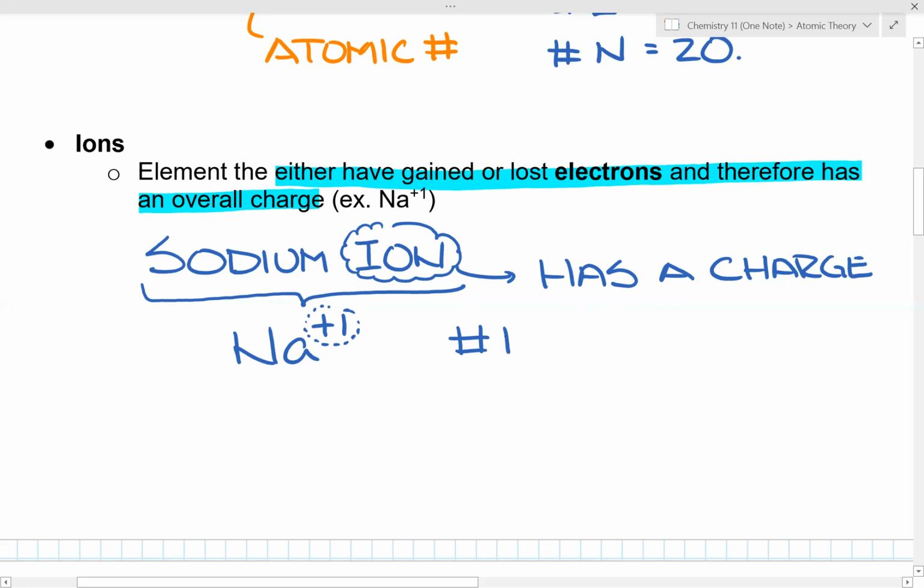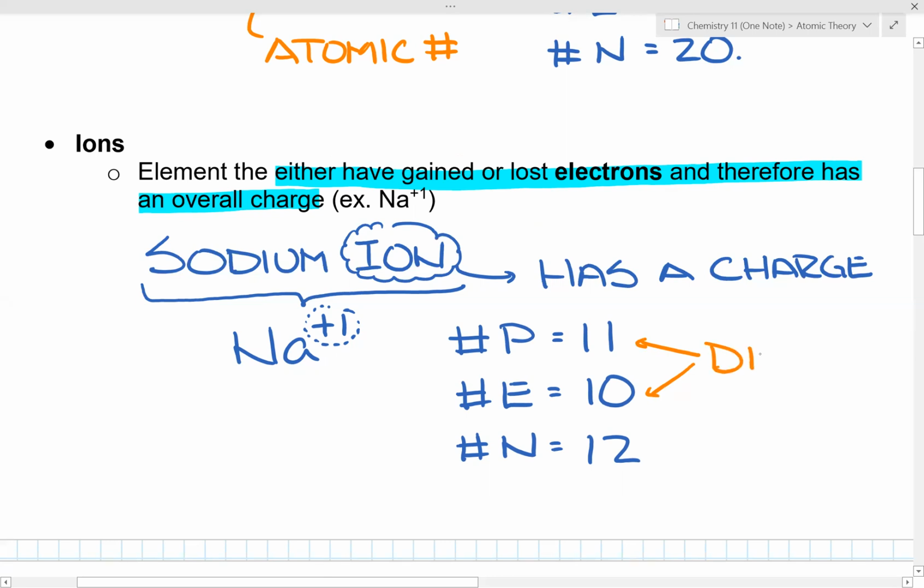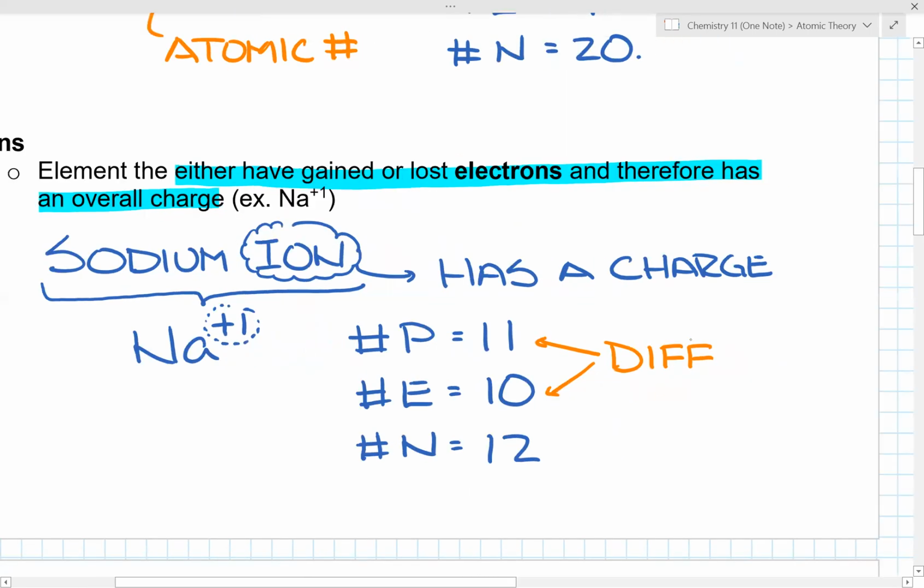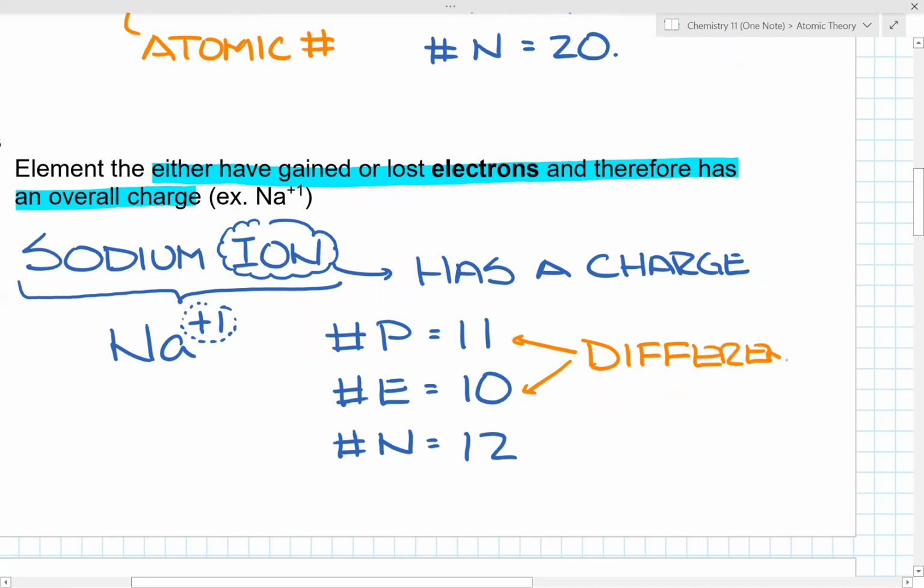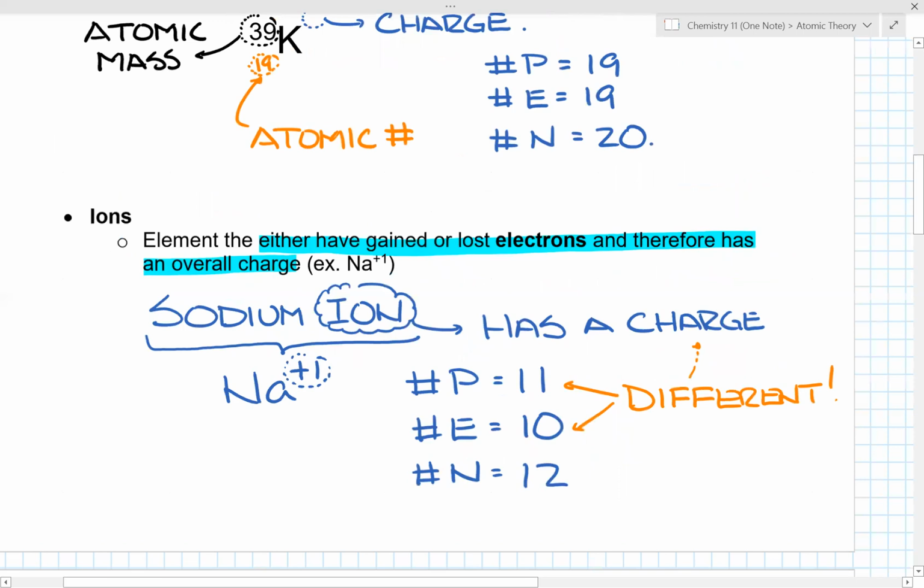So if we were to do the number of protons, number of electrons, and number of neutrons: the number of protons never changes, so that's 11. Number of electrons is 10. Number of neutrons is 12. Notice these two numbers are different, and that is why it has a charge. Now, I'm going through this fairly quickly because you should have remembered this back in grade 10.